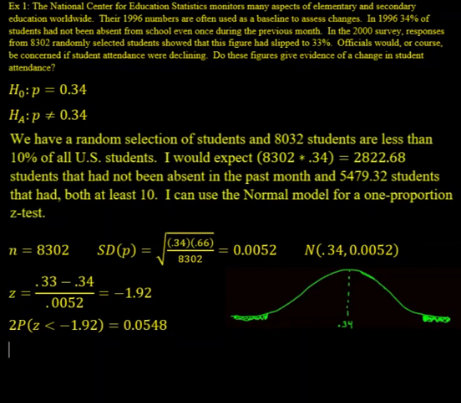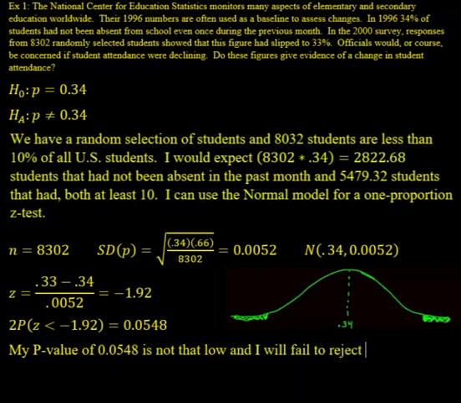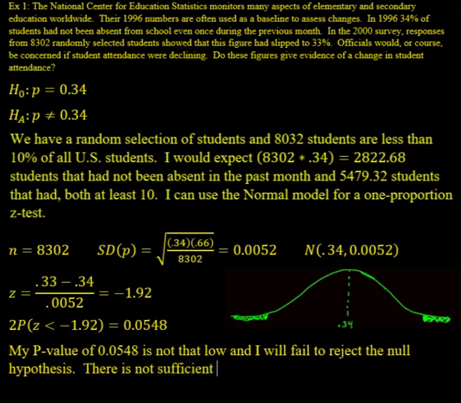Usually we go from a benchmark of like 0.05. If it's above 0.05, we consider it high. If it's below that, it's low. So my p-value of 0.0548 is not that low, and I will fail to reject the null hypothesis. There is not sufficient evidence to indicate the absence rate has increased since 1993.